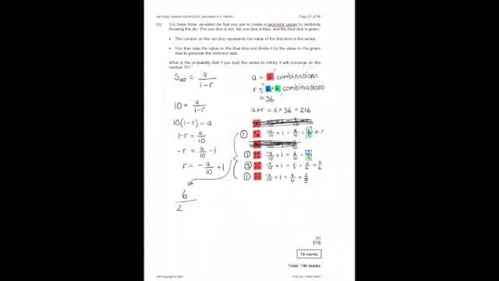And it's over 216 possible combinations, which gives us a final answer of 1 out of 36. So that's the probability that the sum of the series to infinity will converge on the number 10.